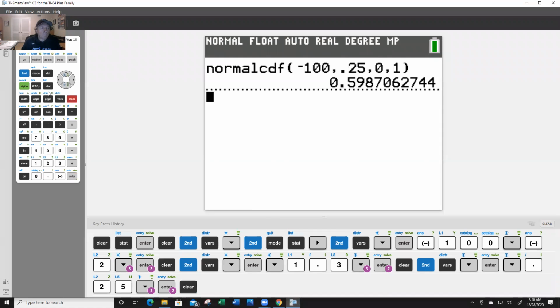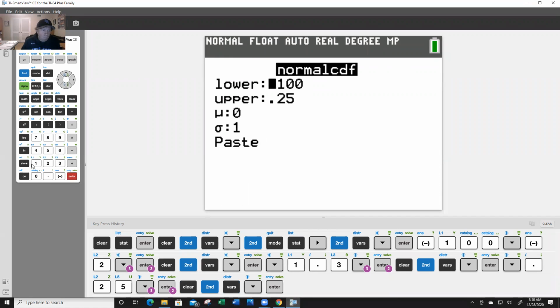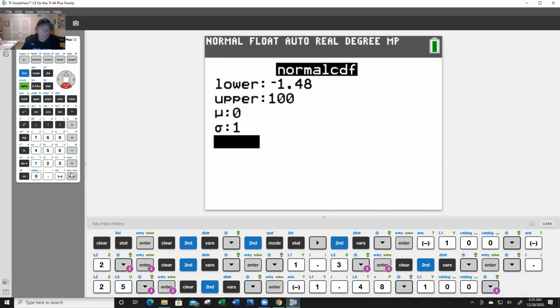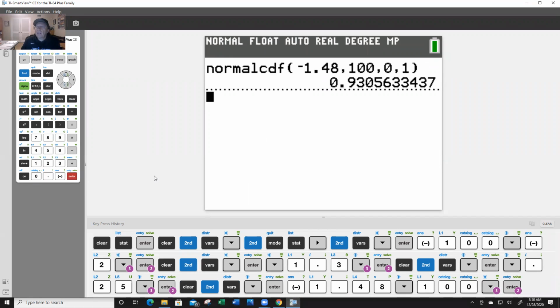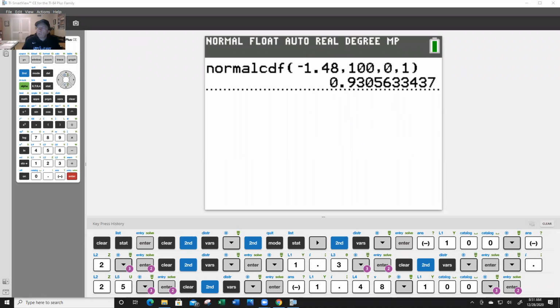I'm going to go second distribution in CDF. Negative, and again, use the number below the 3, 1.48. And the area above is 100, because that's infinity, basically, is what I'm doing. 0.9306, because I'm going to round to 4 spots. 0.9306, okay? All right, so there's that one. Clear this real quick while I'm here.